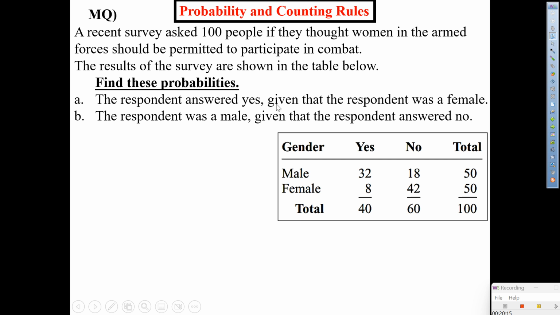All right, so our table reads, the first column is gender, male, female. Second column, yes: 32, 8, and the total is 40. Column 3, no: 18, 42, the total is 60. And column 4 is the total: 50, 50, and 100.